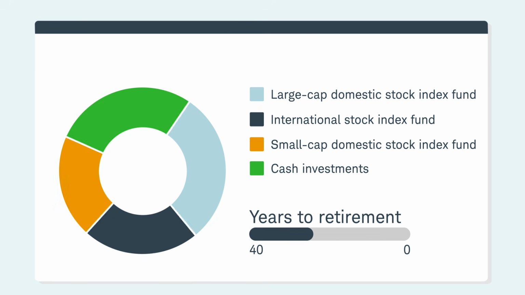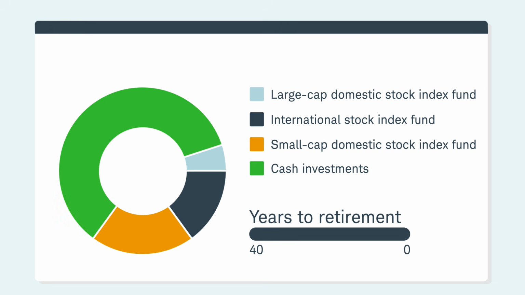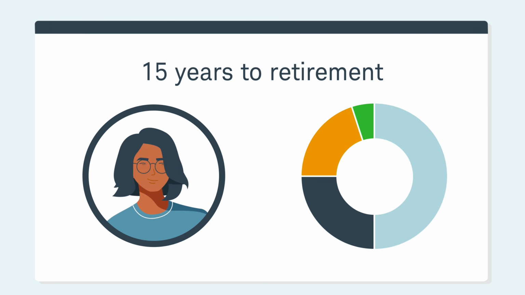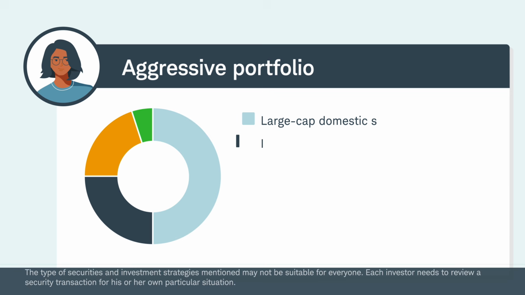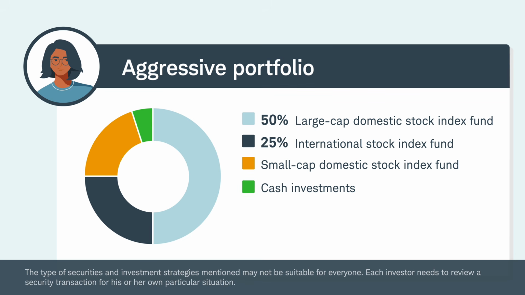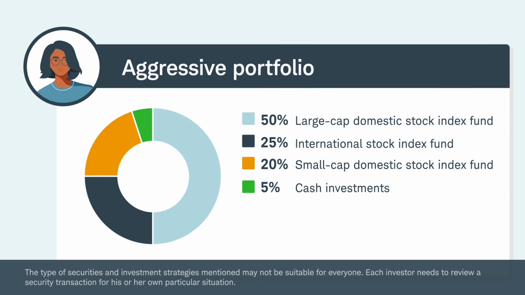How much you allocate to each fund will depend on how much time you have until you reach retirement and your overall risk tolerance. For this video, I'll build a sample portfolio for an investor who is at least 15 years away from retirement. Our example will be a hypothetical aggressive portfolio consisting of 50% large cap domestic stocks, 25% international stocks, 20% small cap domestic stocks, and 5% cash investments.